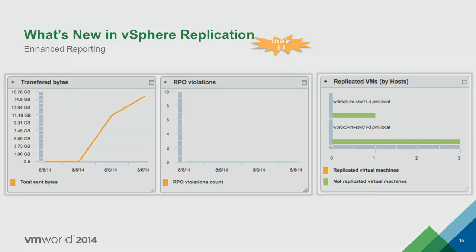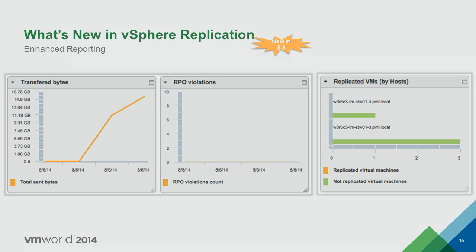So just to touch a little bit on what's new in 5.8. 5.8 wasn't a really big release for us. 6.0 will have a lot more enhancements for vSphere replication. I can't go into details there, but I think you guys will be pretty impressed with what we have coming in 6.0. For 5.8 though, we did have the opportunity to add some enhanced reporting.